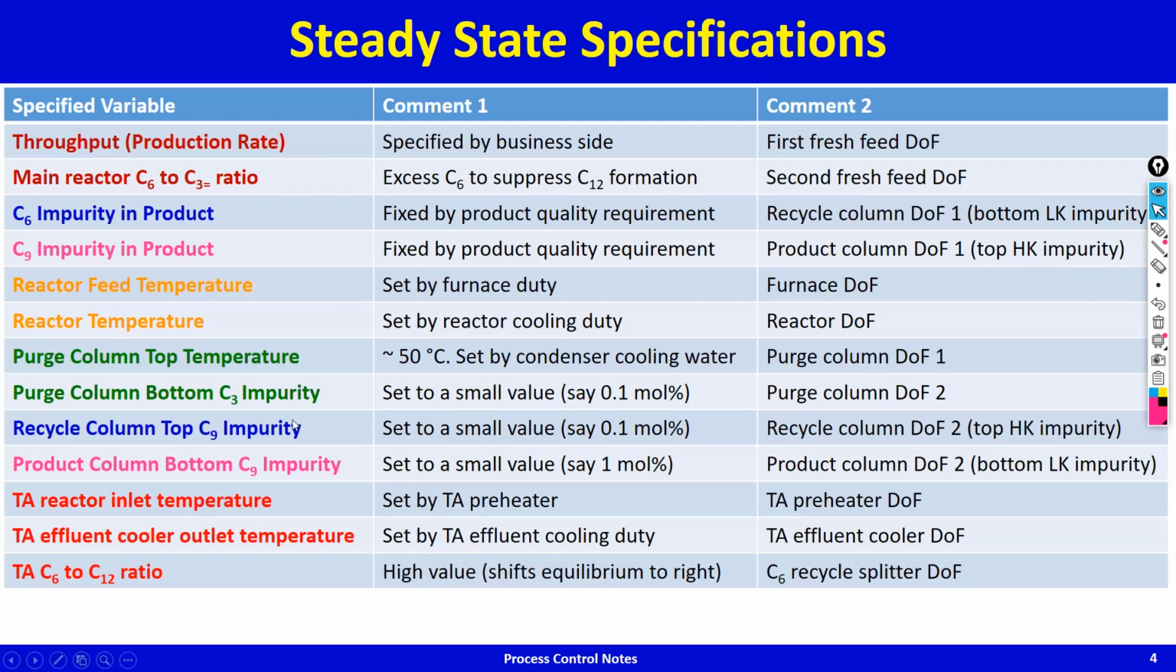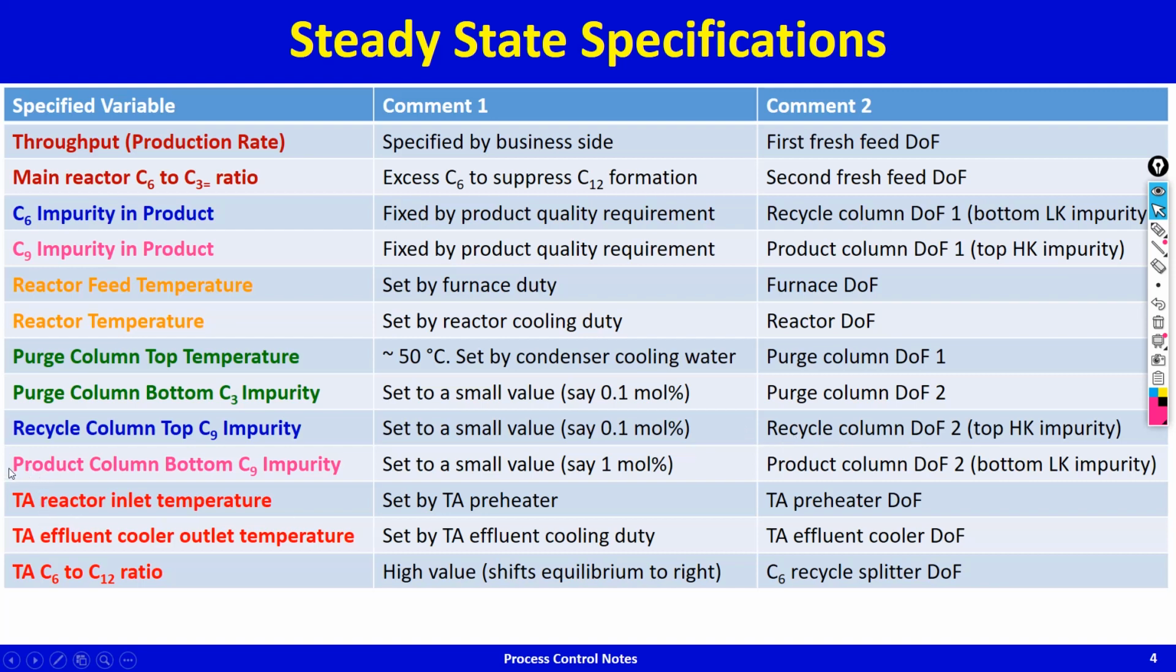And we're going to set the C9 impurity to a small value, 0.1 mole percent. We could have also set it at 1%, but the problem is if C9 leaks up the top, it will go to the reactor, and C9 can further react with C3 to give C12. So the C12 generation rate will go up. So you want to keep it small. These common sense things you can say just by observing the process. So you don't want it to be 1%, maybe you want it to be 0.1%. So recycle column top C9 impurity takes care of the second degree of freedom of the recycle column.